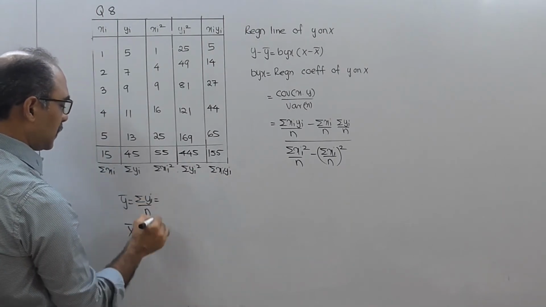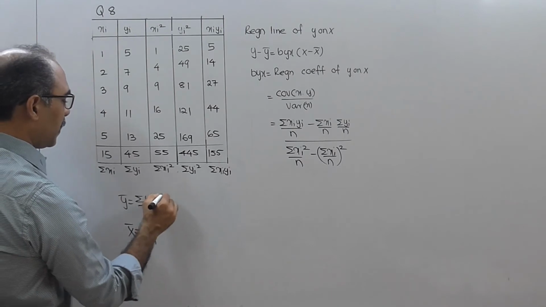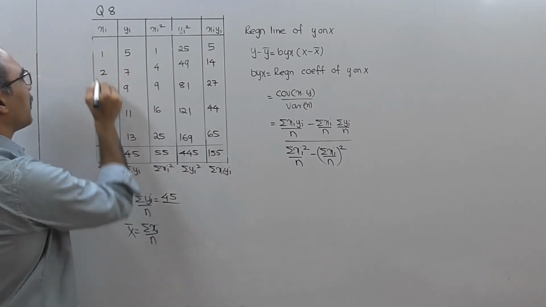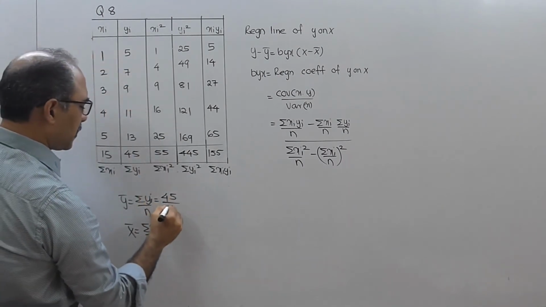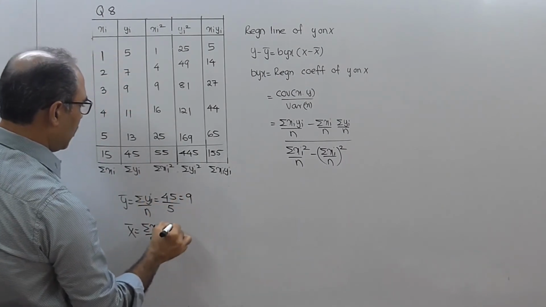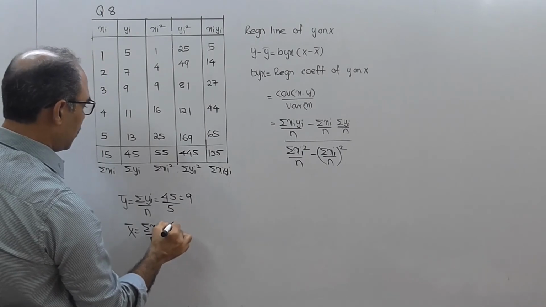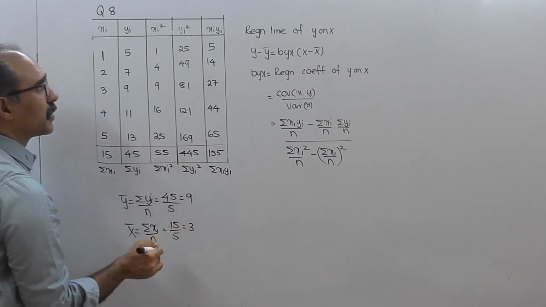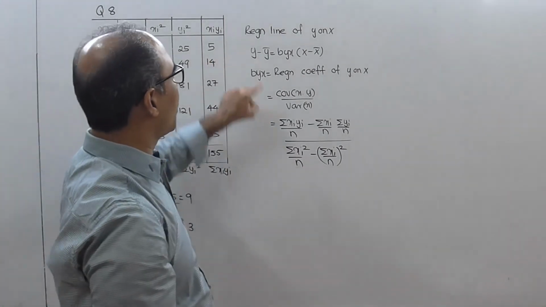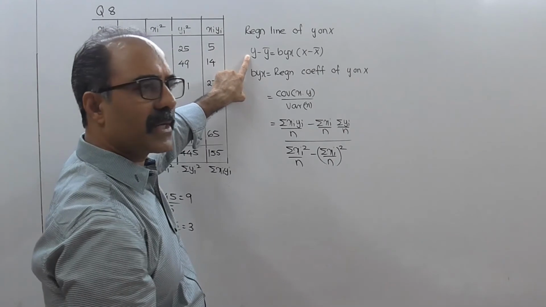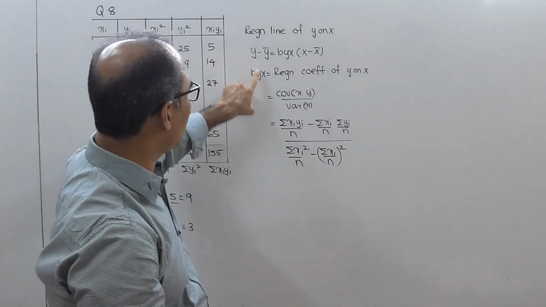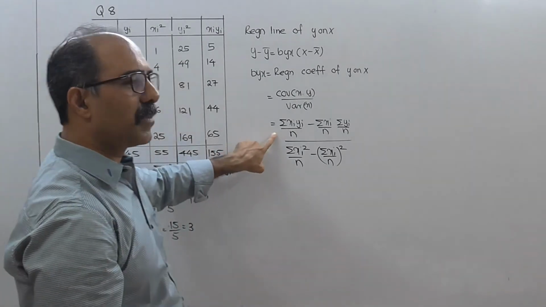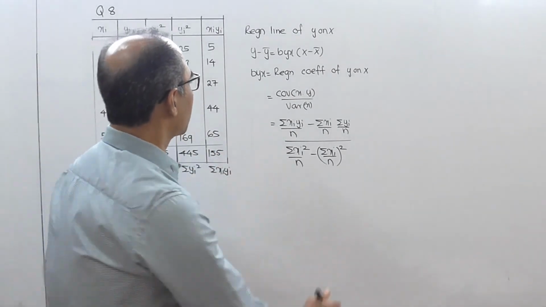So y bar will be sigma yi, which is 45 upon 5. I hope the answer is 9. Sigma xi is 15 upon 5, that is equal to 3. I want to find the regression line of y on x, which is defined as y minus y bar equal to byx into x minus x bar. And this is the formula for byx, because the numbers are small, so this will be the appropriate formula.